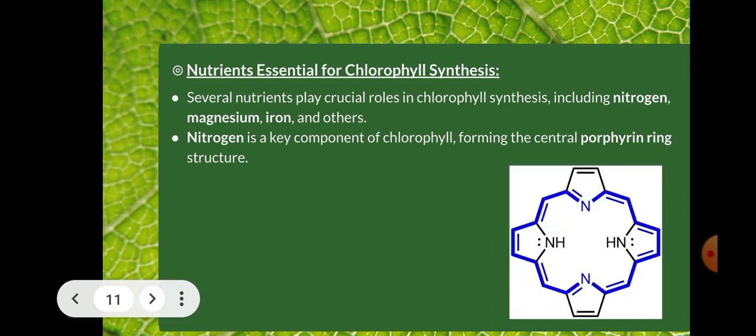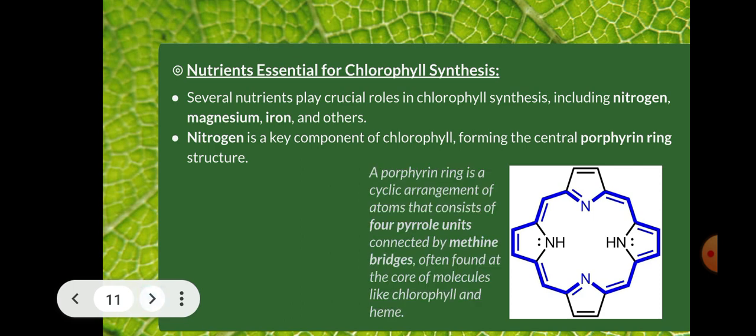Here is a picture of the central porphyrin ring structure of chlorophyll, and it is basically a cyclic arrangement of atoms that consists of 4 pyrrole rings, and there are methane bridges that connect these units together, and it is often found at the core of molecules like chlorophyll and heme.